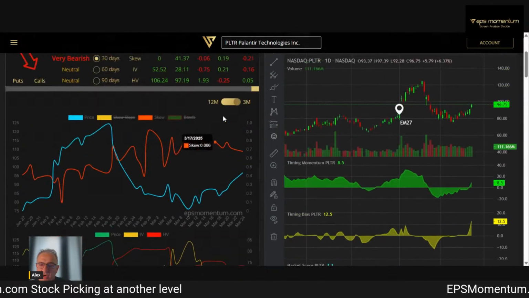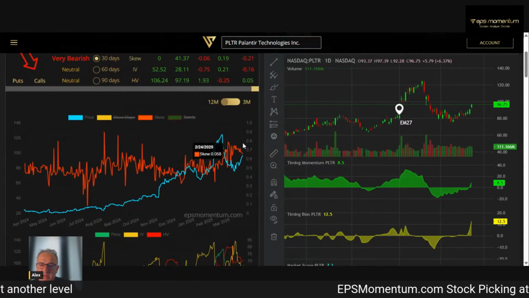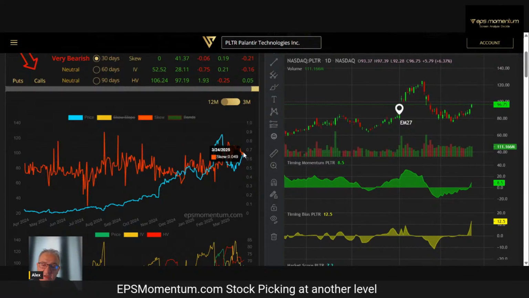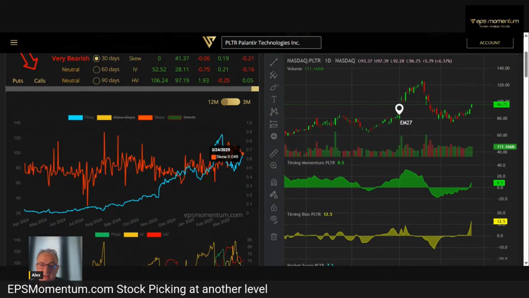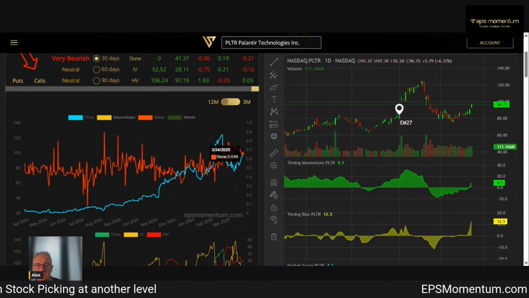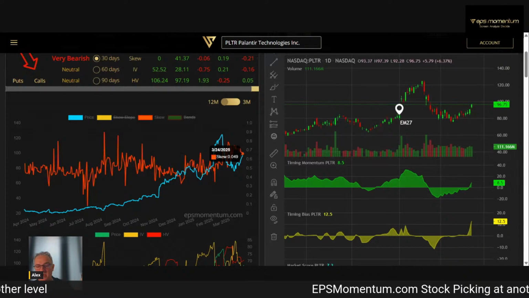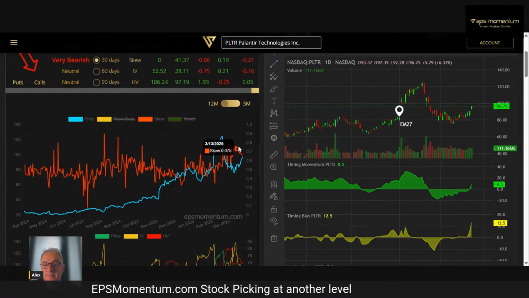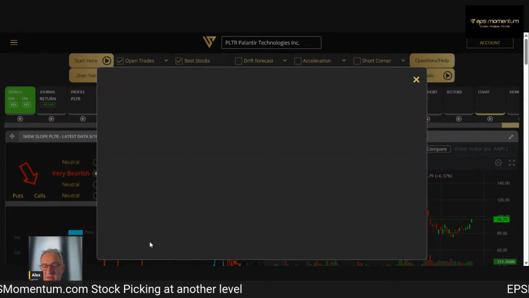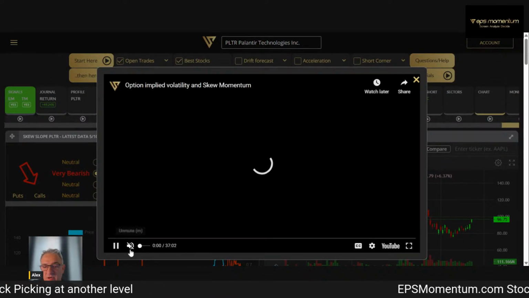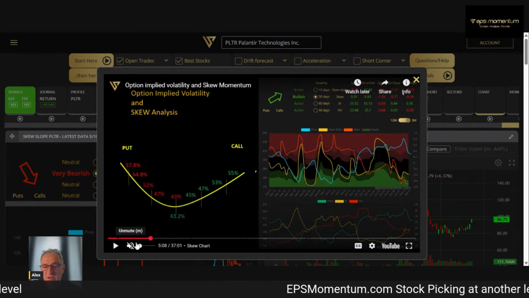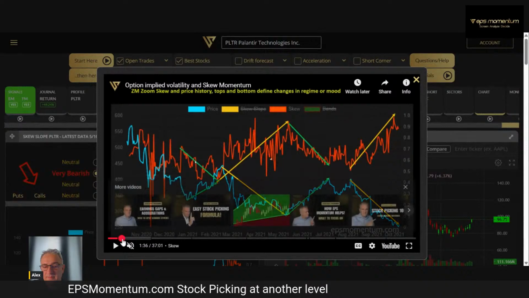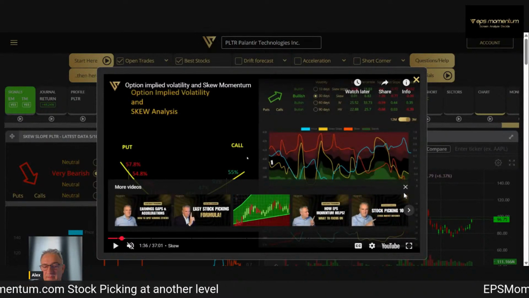So the skew for options is basically the difference in volatility between the puts and the calls. If you imagine the option chain, you have the puts on one side, the calls on the other. They all have implied vol. Implied vol tends to be narrower in the middle. There's an entire video that explains it, and maybe I'll go over one illustration. Yeah, this is the skew.